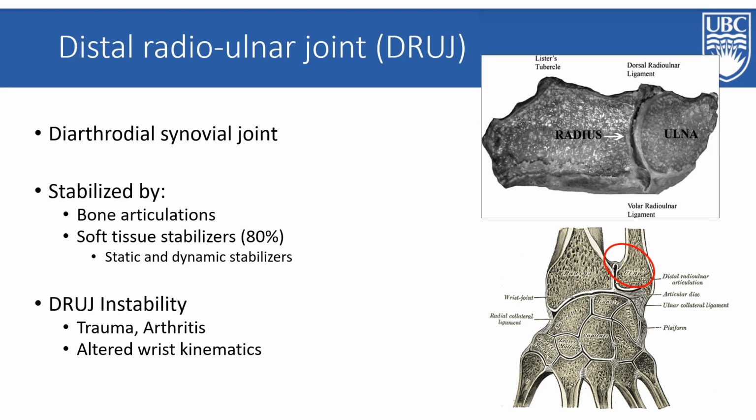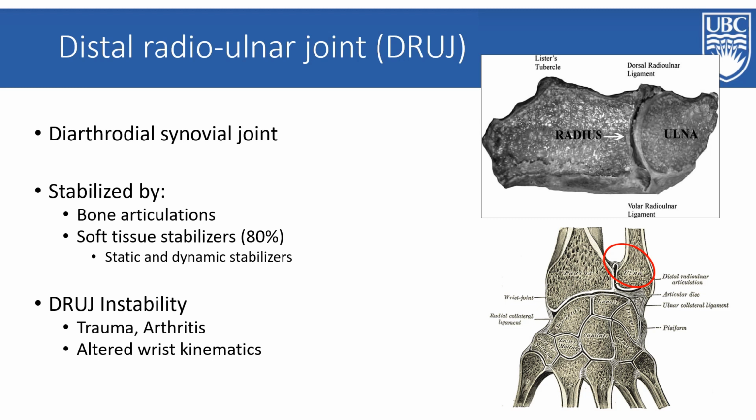The soft tissue structures contribute to 80% of the DRUJ stability and can be categorized as static and dynamic stabilizers. The main static stabilizers include the triangular fibrocartilage complex, also known as TFCC, which we will review on the next slide, the radio-ulnar ligaments dorsally and volarly, the ulnar collateral ligaments, the joint capsule, and the interosseous membrane. Dynamic stabilizers include the extensor carpi ulnaris, also known as ECU, and the pronator quadratus.